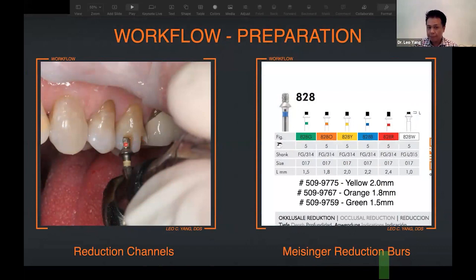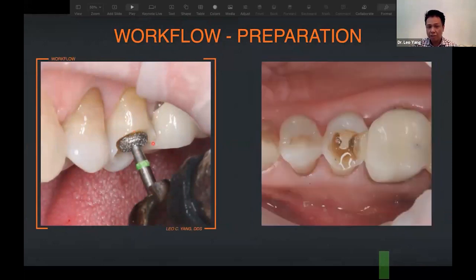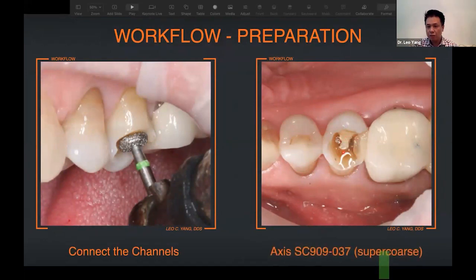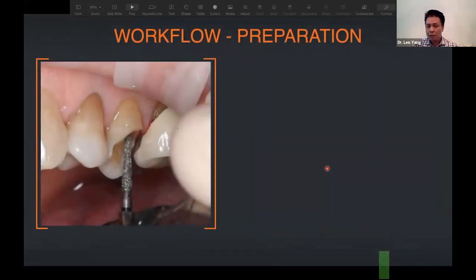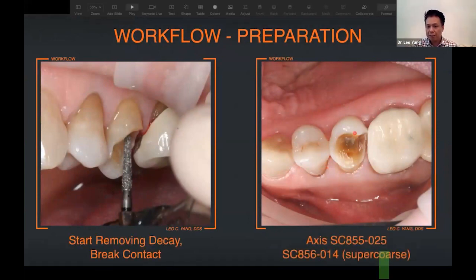That's my first step. My next step would be using something like a donut to connect those channels to create a prep like this. Now you can see decay still on the occlusal table or under my DO composite, right? So I've already created my outline form. With that reduction burr and donut preparation, that is less than 1 minute, I can tell you right now. Then after that, I will start removing decay with my black diamond burr, my super coarse burr, and I'll start chasing that and finish my preparation.